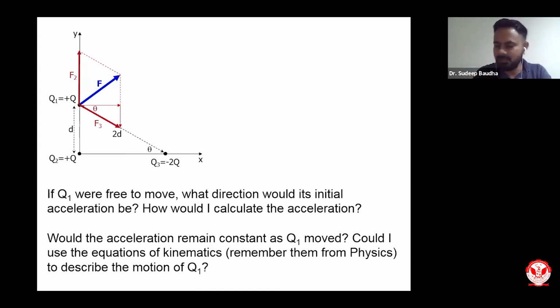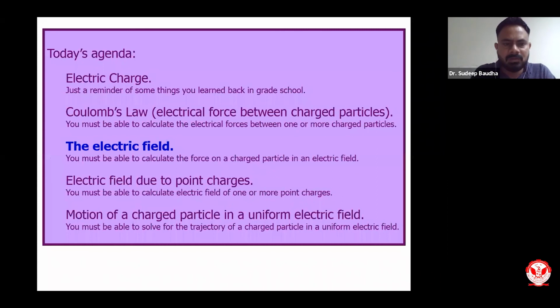So I hope I have explained how Coulomb's law works and what the permutations and combinations of Coulomb's law are. So Coulomb's law is very clear. Any issues with Coulomb's law?